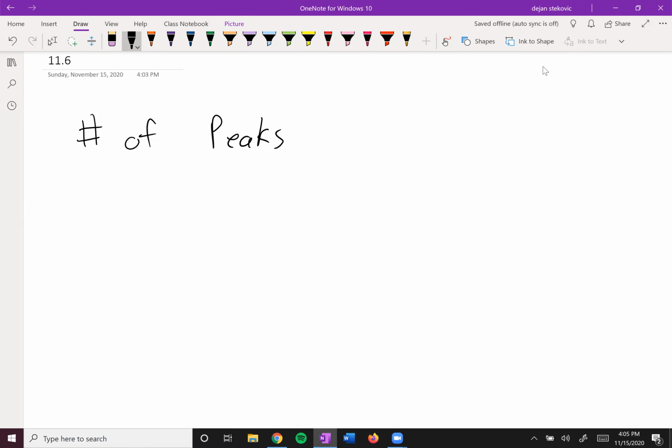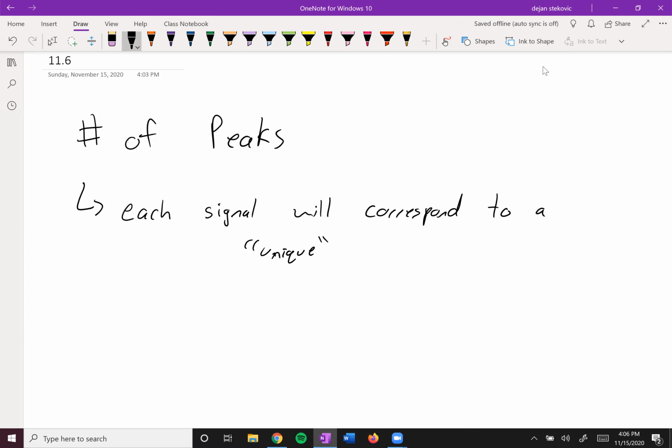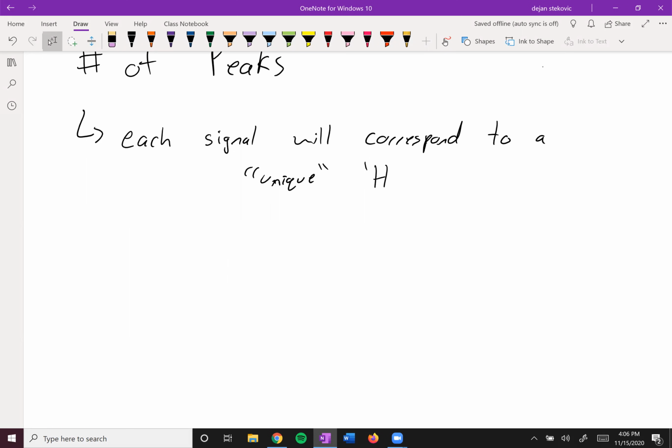All right, so we saw one piece of useful information is the location of our peak. Another really useful piece of information is the number of peaks. And so the number of peaks will each respond to a different hydrogen, right? Each peak or each signal will correspond to a unique proton, right? And so if we have a big molecule, say it has 10 protons, we might not necessarily see 10 signals. Some of these protons or some of these hydrogens may be chemically equivalent.